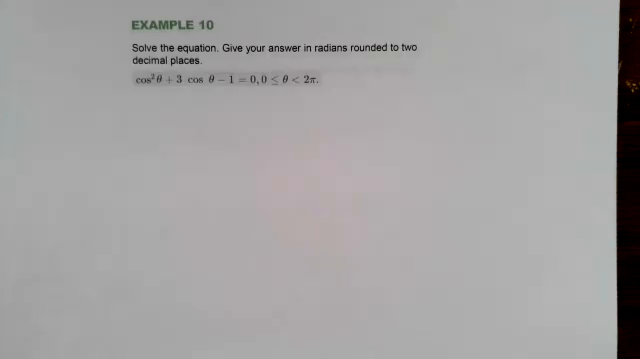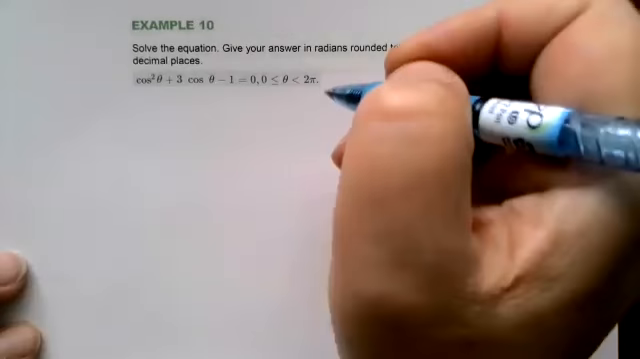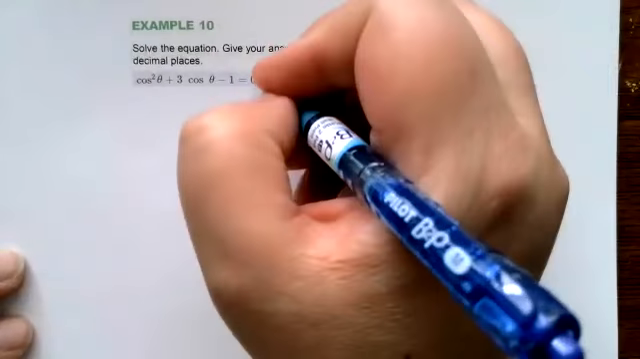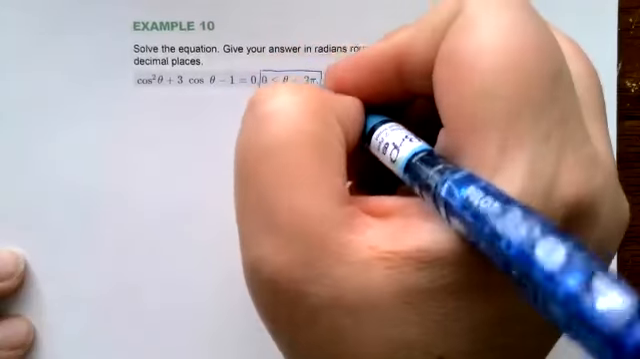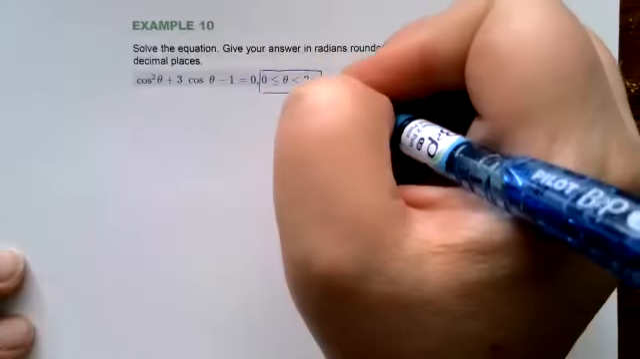Let's take a look at example 10. It says cosine squared theta plus 3 cosine theta minus 1 equals 0. And our theta is restricted on the domain from 0 to 2 pi.